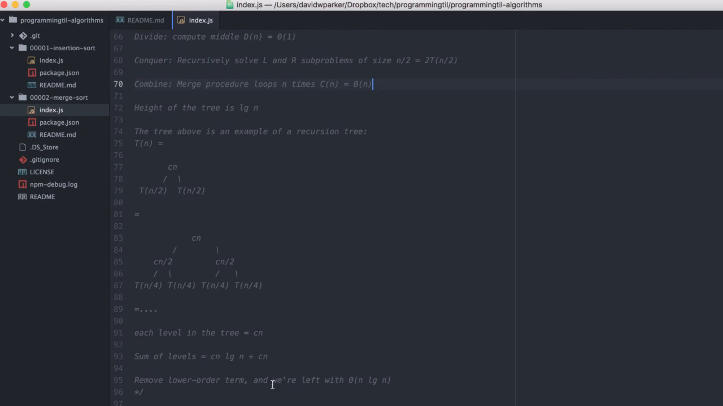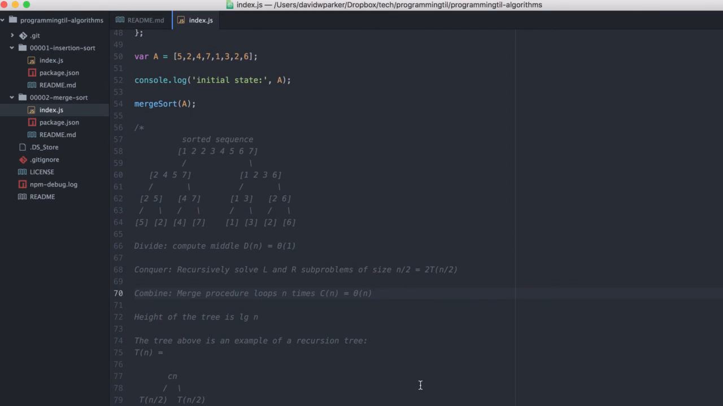And we can see that the sum of the levels is cn log n plus cn. We remove the lower terms, and we're left with O(n log n). So the worst case scenario on this is O(n log n), which is decent enough. And that's pretty much it for merge sort.